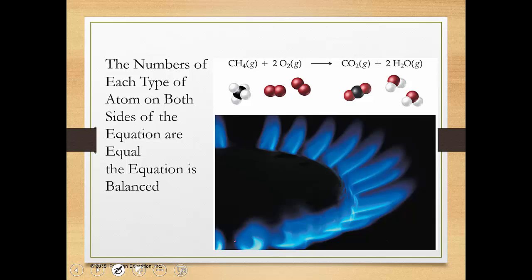So the numbers of each type of atoms on both sides of the equation are equal, and we have a balanced equation. Okay, that is what we need to show that combustion reaction as a balanced equation.